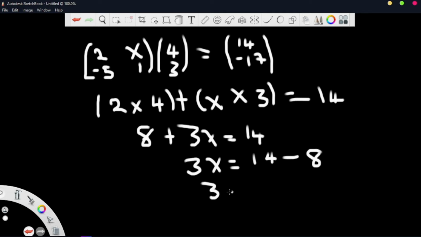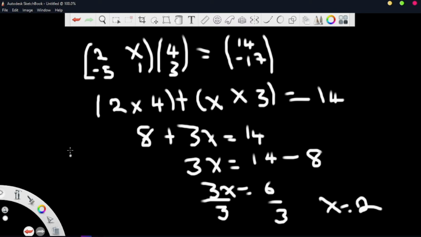14 minus 8, that is 6 over 6. All this is going to be over 3 over 3. We'll find that our x is equal to 2. So let's prove if what we have done is correct.